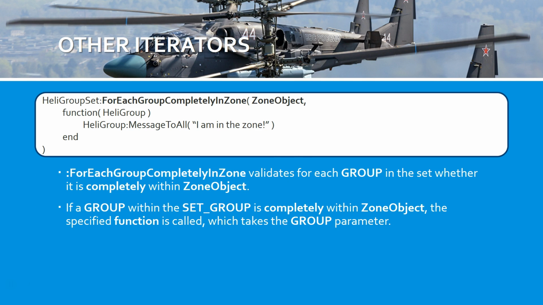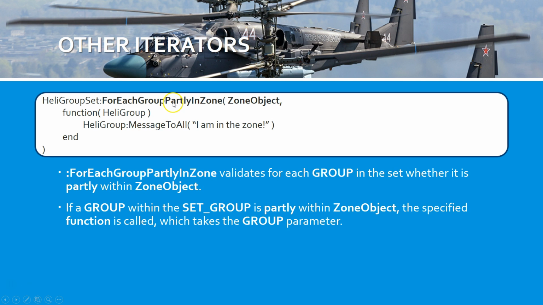So this is not the only iterator that's available. There are others, and probably within the future more iterators will be added as more ideas and demands will come. So in this example here, the setGroup object also contains iterators to iterate the group and evaluate whether the group is within a certain zone object. In this example, if the group is completely within the zone object, then this function will be called.